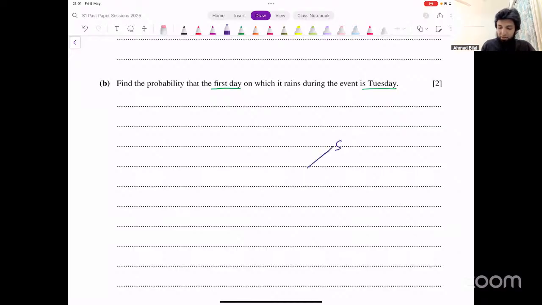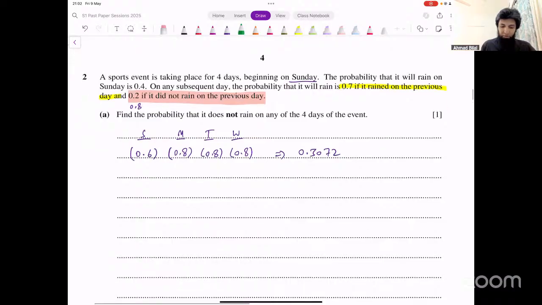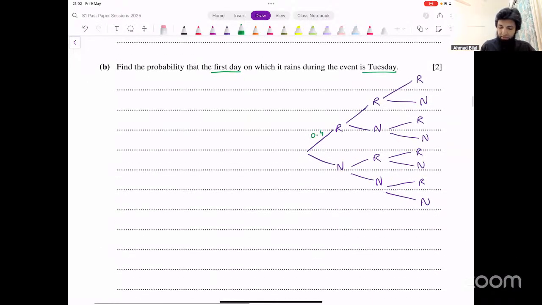On Sunday, it could either rain or not rain. Then next day, if it rained the previous day, it could either rain or not rain. And Tuesday then, again, rain, no rain, rain, no rain. So for those first three days, that's what the tree diagram would look like. Okay. Now in this tree diagram, on the first day, what are the probabilities? Probability of raining on Sunday, what was that? That was 0.4. Probability of not raining, that's 0.6.